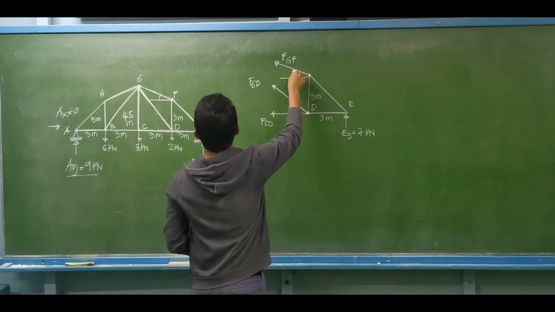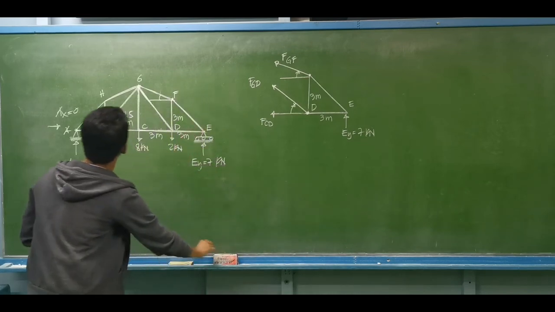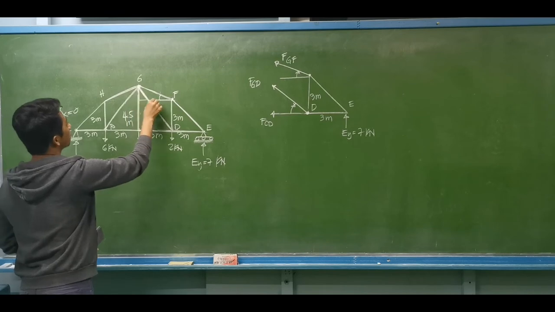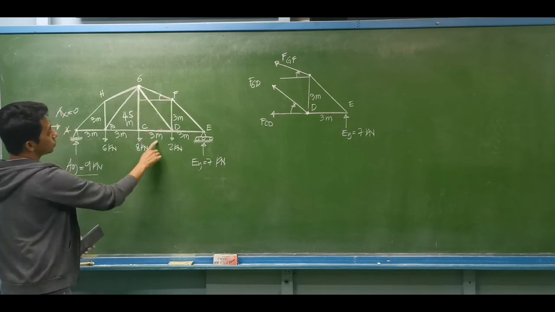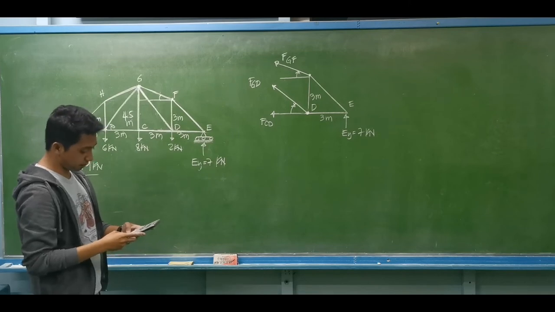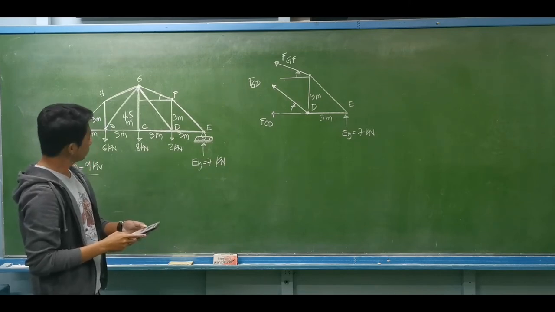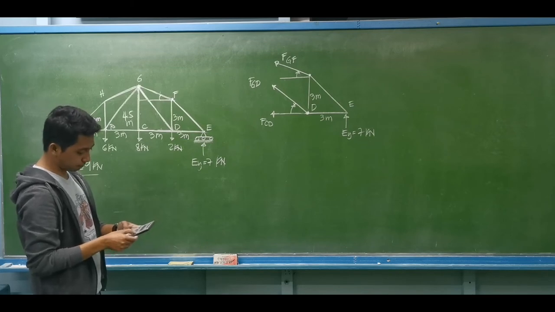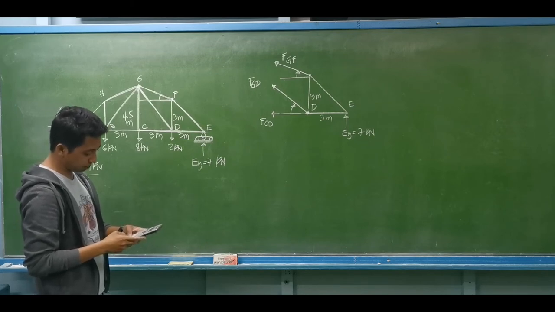We may determine this angle. Since this is 4.5 and this is 3, we have an excess of 1.5 for this triangle. So this is 3. We may use tangent, that will be 1.5 divided by 3. Or we can use the slope. This is 1.5. Okay, angle na lang. 1.5 divided by 3.